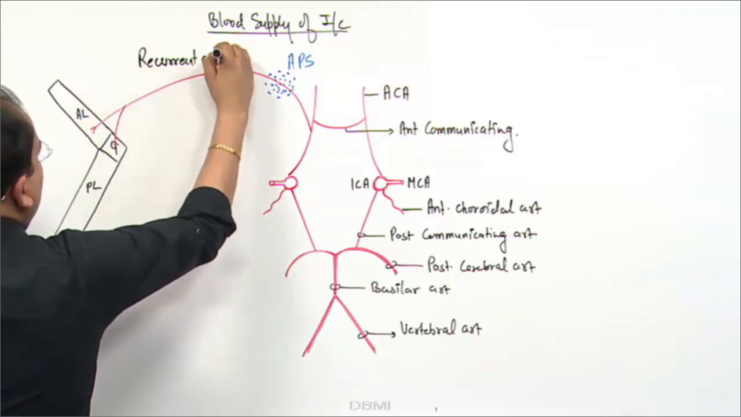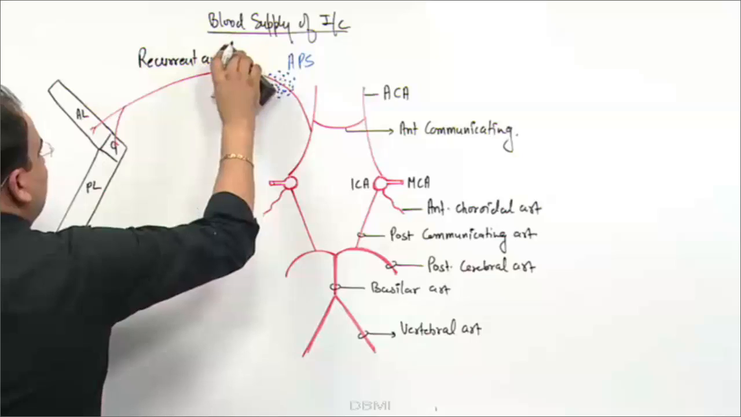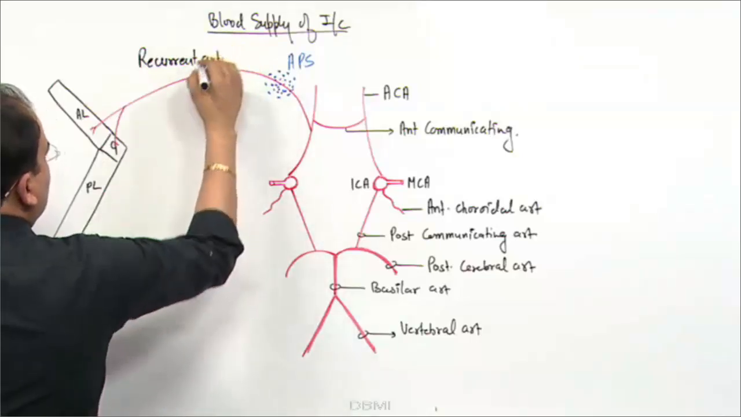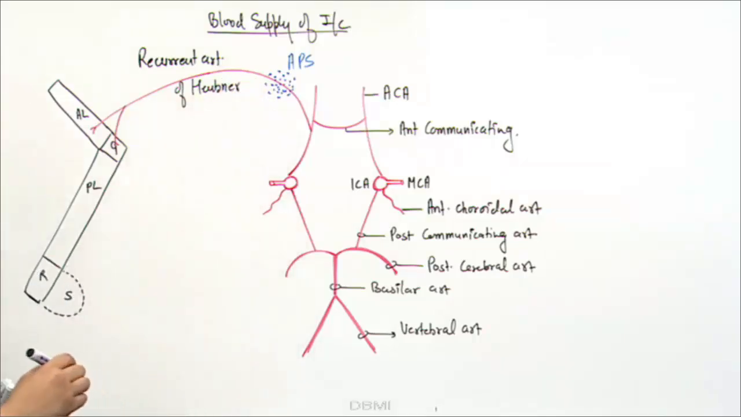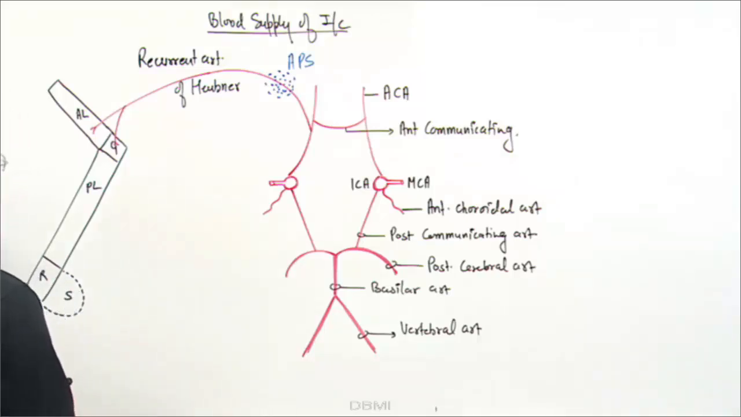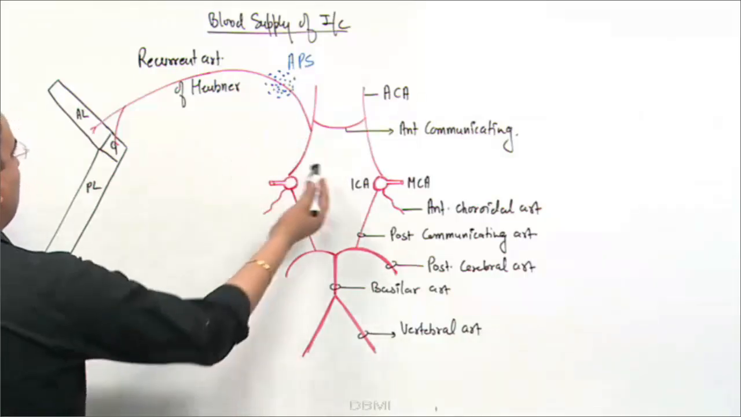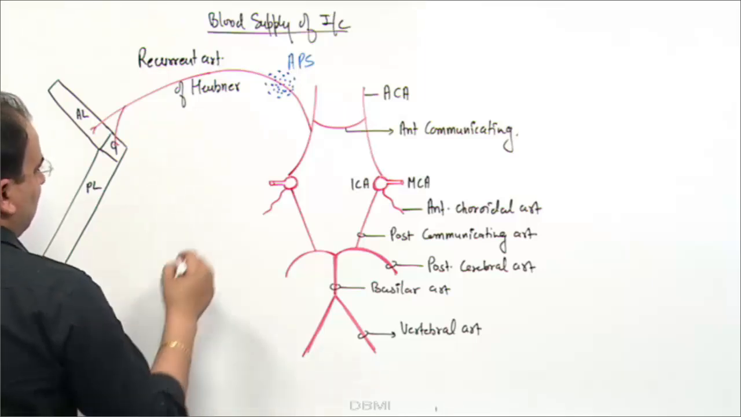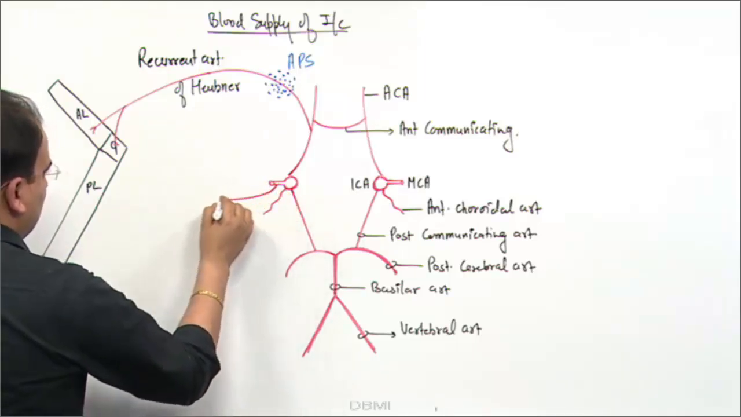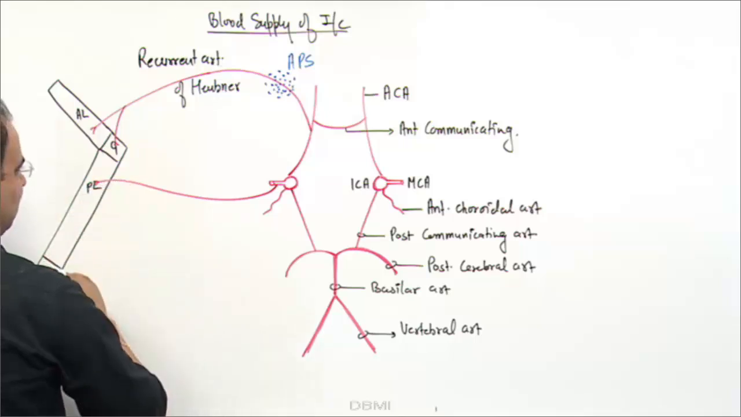That is recurrent artery of Hubner. It's a branch of the anterior cerebral artery. We call it recurrent artery of Hubner. Anterior cerebral artery proximal to anterior communicating, passing through anterior perforating substance. Now middle cerebral artery gives off branch to supply the posterior limb.